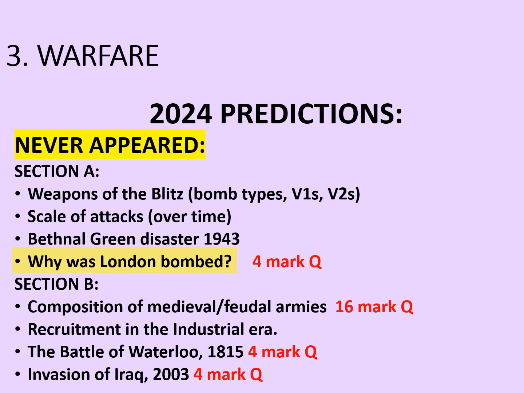First of all, why was London bombed came up as the theme for the 4-mark question in section A. The composition of medieval and feudal armies was very relevant to the question 5 16-mark question. And I was delighted to see that the Battle of Waterloo and the invasion of Iraq not only appeared, but appeared in the same question, with the 4-mark question at the start of section B. It's possible that some of the other topics here would have been included in question 6. If you know what it is, again, pop it in the comments and we'll see whether I could have got more hits.